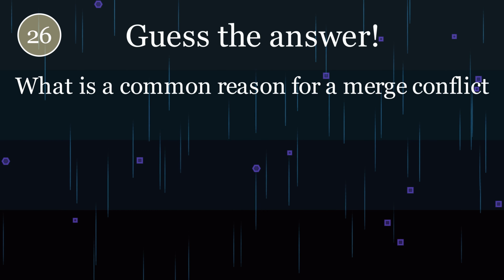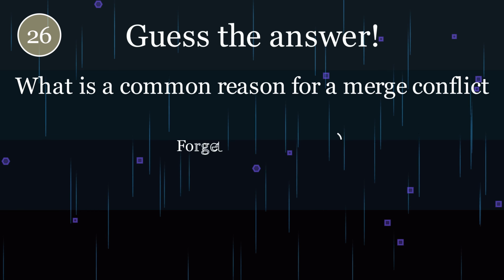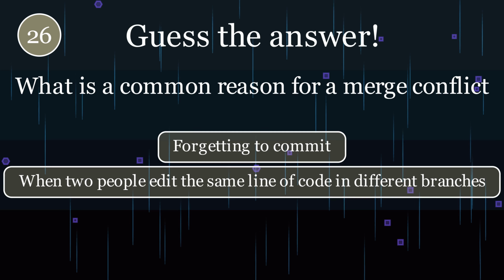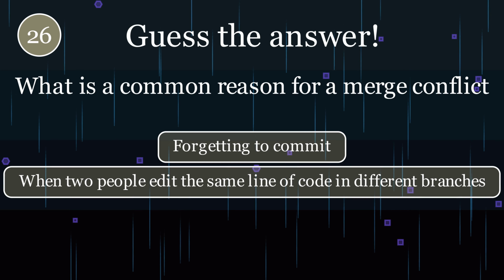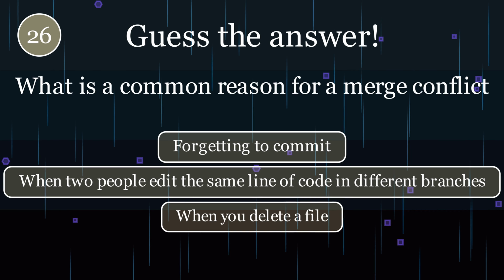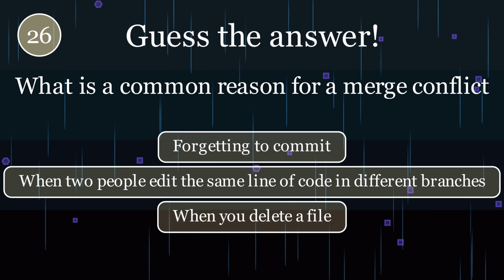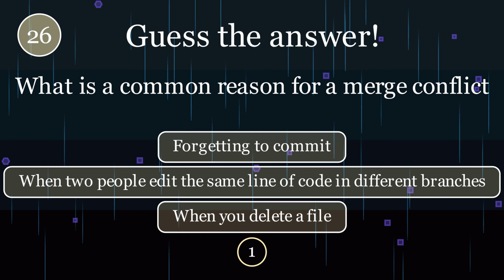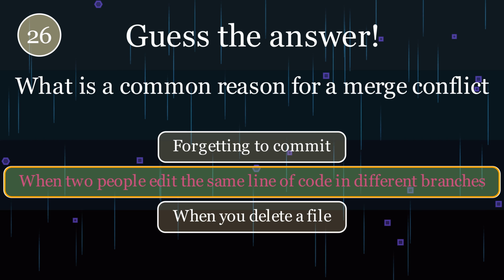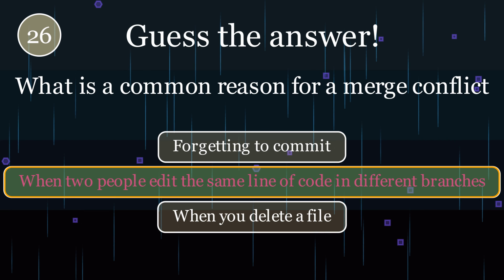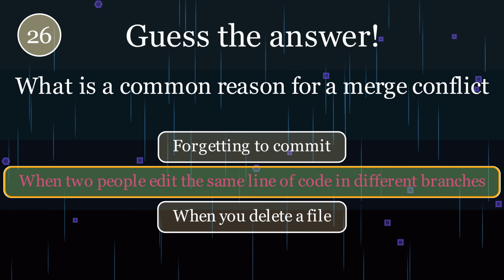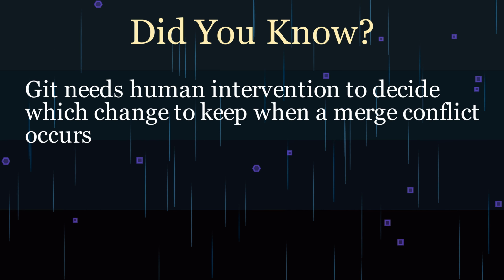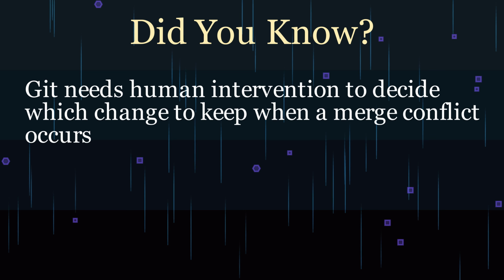What is a common reason for a merge conflict? Forgetting to commit. When two people edit the same line of code in different branches. When you delete a file. The correct answer is when two people edit the same line of code in different branches. Let's learn something new: Git needs human intervention to decide which change to keep when a merge conflict occurs.